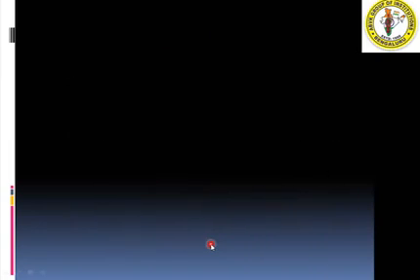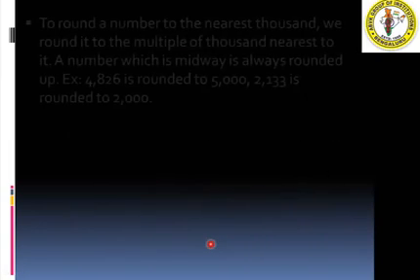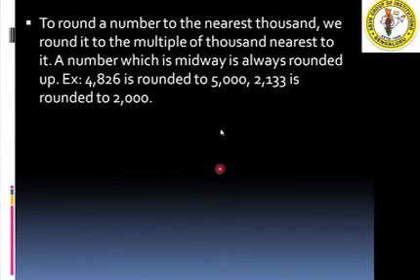Let us see next. The number will be changed to thousands. To round a number to the nearest thousand, round it to the multiple of 1000 nearest to it. A number which is midway is always rounded up. Example here they have given 4826. If you want to round to tens, you should check the ones place. If you want to round off to the nearest hundreds, you should check the tens place. If you want to round off to the nearest thousands, you should check the hundreds place.